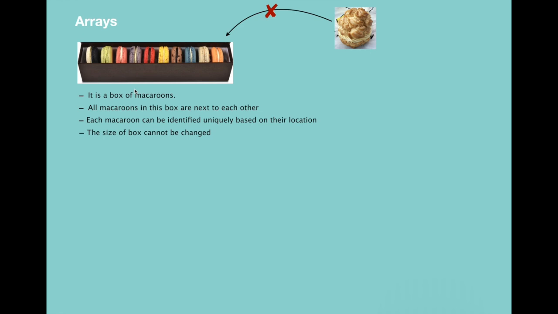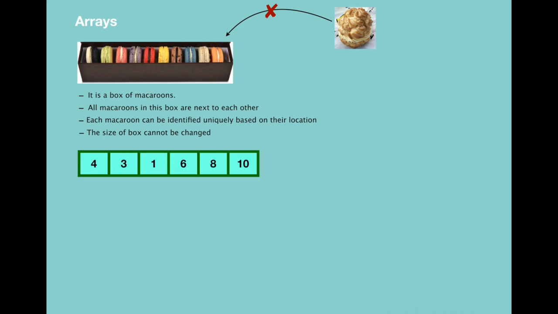So if we compare this box of macarons with the array structure, we see that they are very similar. So a typical array structure looks like this. Here we have 6 elements. Here you can easily see that the appearance of macaron box and array structure somehow looks like each other. Now let's look at the properties of this array, and we will see that they are similar to the properties of this box over here.